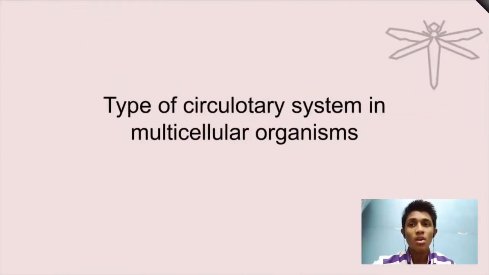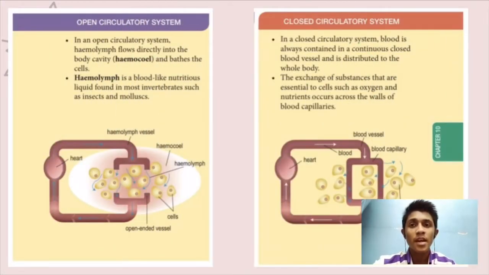There are two types of circulatory system in multicellular organism: open circulatory system and closed circulatory system. Open circulatory system. In an open circulatory system, hemolymph flows directly into the body cavity, the hemocoel, and bathes the cells. Hemolymph is a blood-like nutrition liquid found in most invertebrates such as insects and mollusks.